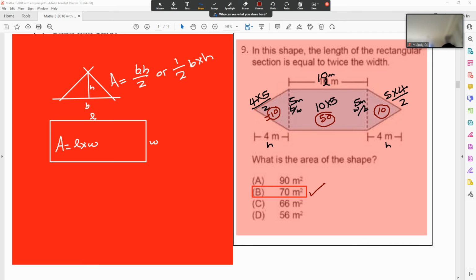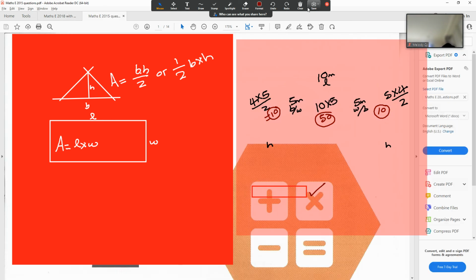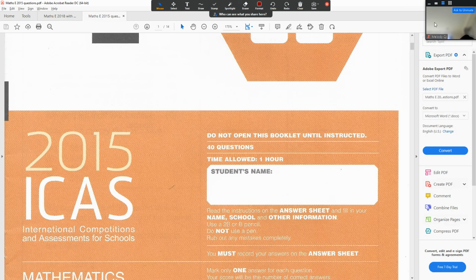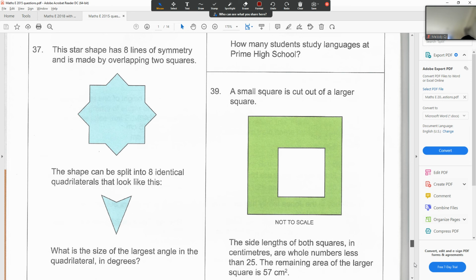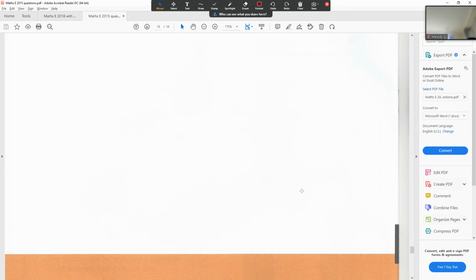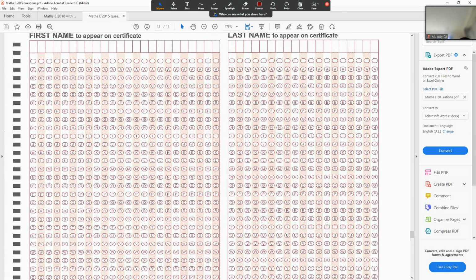Alrighty. Let's jump into the next paper today. We're going to have a look at a little bit of 2015 questions, and let's see what they're all about for paper E 2015. Let's scroll right to the bottom. I'm going to try one question. You're going to try one question. And let's see how it goes.